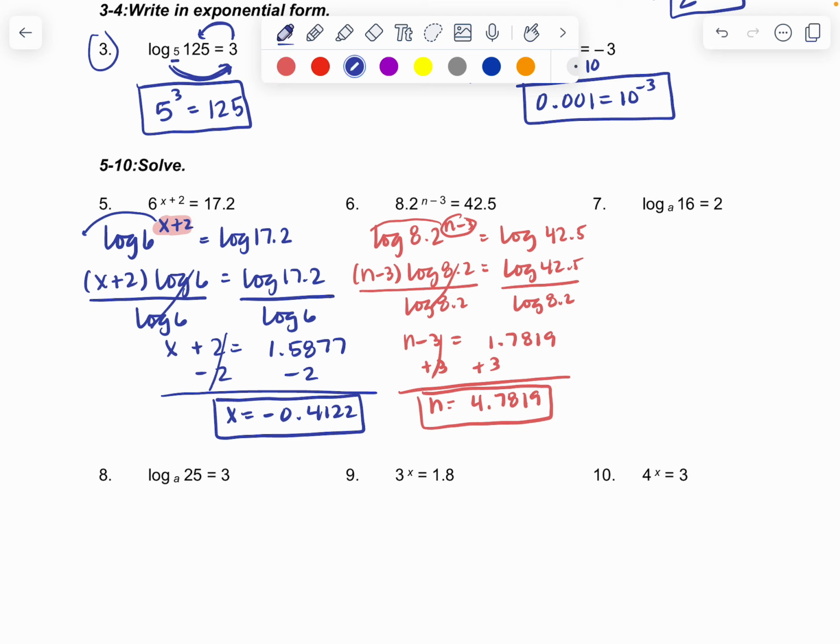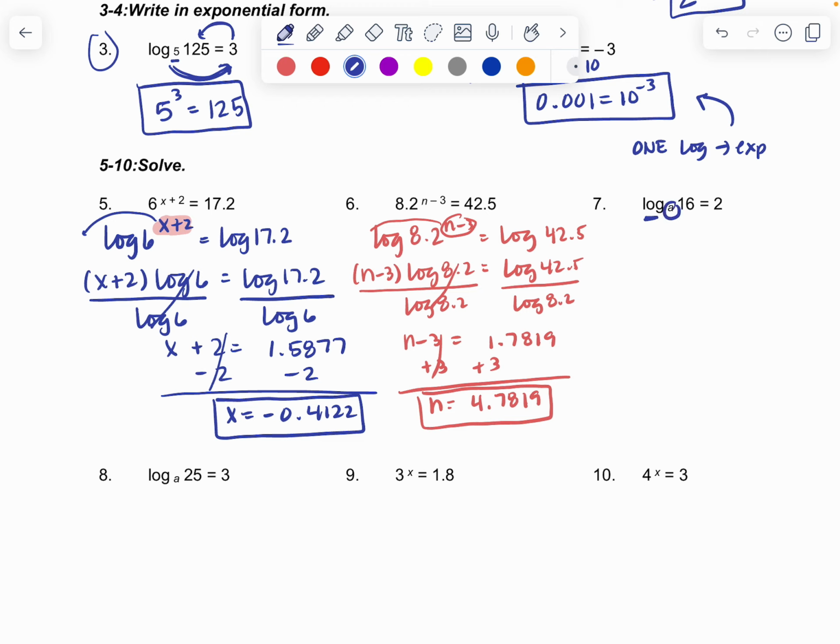Okay, now number 7. The issue with this one is that it already has a log. If it has a log, your goal is to get rid of the log. And maybe write this down somewhere: if you only have one logarithm in your entire equation, like this one, then change it to exponential notation like we did up above. Up to you how you do it.